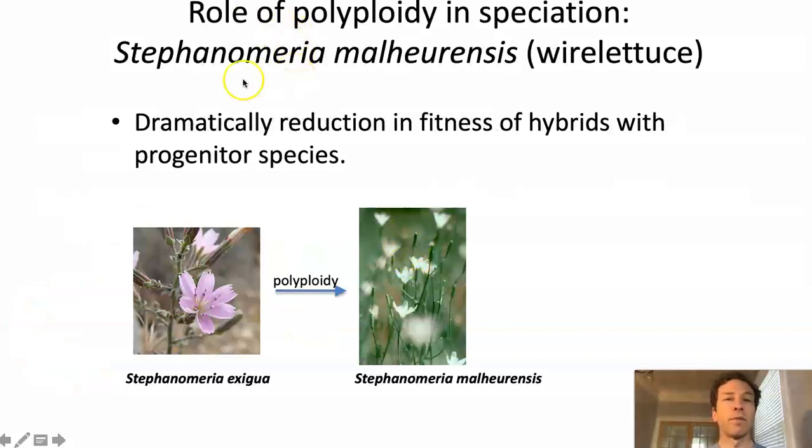Let's look at an example. This is Stephanomeria malheurensis, or wirelettuce. This is a plant I think I encountered out in Iowa prairies, at least a similar one. And it's a plant that has undergone polyploidy. And so here's the original species, Stephanomeria exigua. And after polyploidy, we get this new species, malheurensis. And you can see that in addition to a change in the number of chromosomes, there's also a change in phenotypic traits.